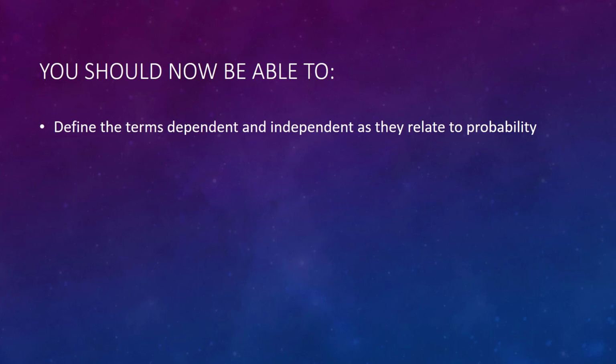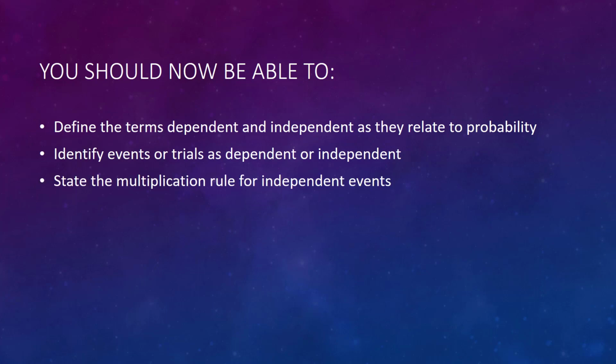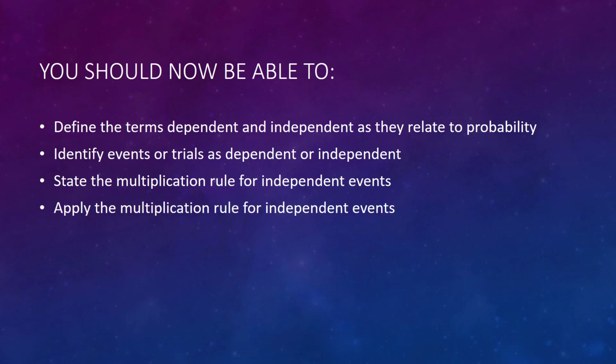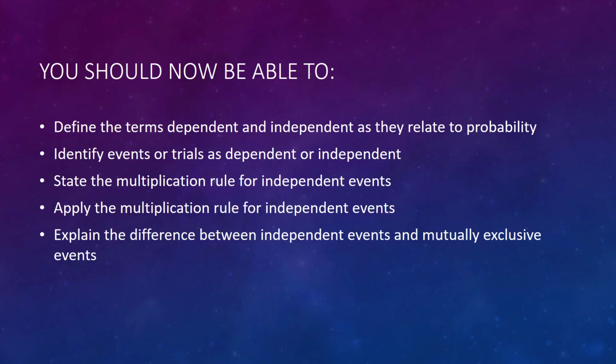Having watched this video, you should now be able to define the terms dependent and independent as they relate to probability, identify events or trials as dependent or independent, state the multiplication rule for independent events, apply the multiplication rule for independent events, explain the difference between independent events and mutually exclusive events.